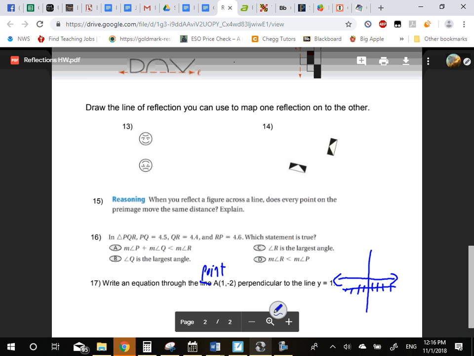1. So my perpendicular line is just going to be a vertical line going through x equals 1, because that's going to go to the point 1, negative 2, right? Call that 2. So then what would be the equation of that line? Yeah. Literally x equals 1. That's 17.